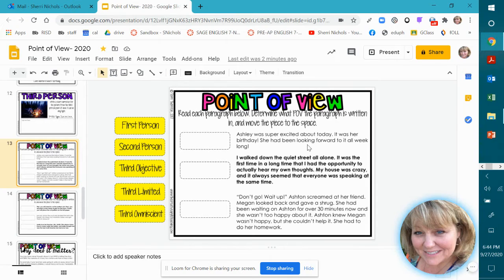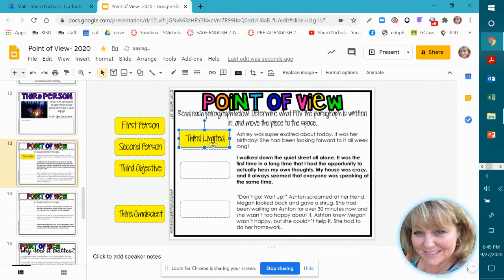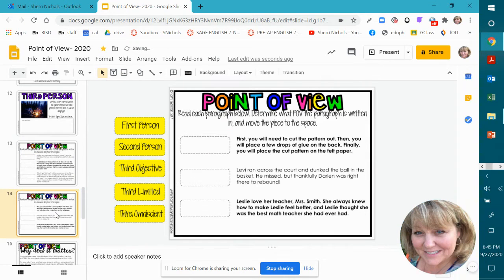Ashley was super excited about today. It was her birthday. She had been looking forward to it all week. So we know that this is written in third person because it's he, she, they. So it's using those pronouns. And we don't know anybody's thoughts and feelings but Ashley's. Therefore, it's third person limited. So that's how you will work those. Read each one, move it over to the correct spot.